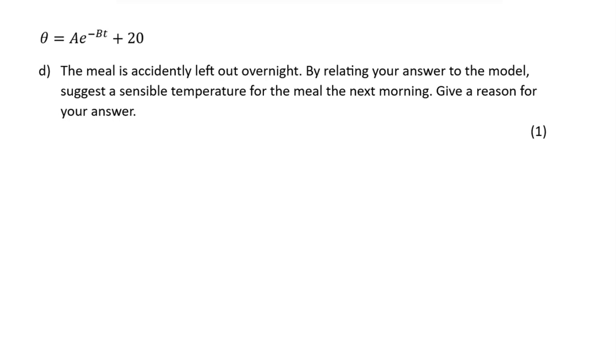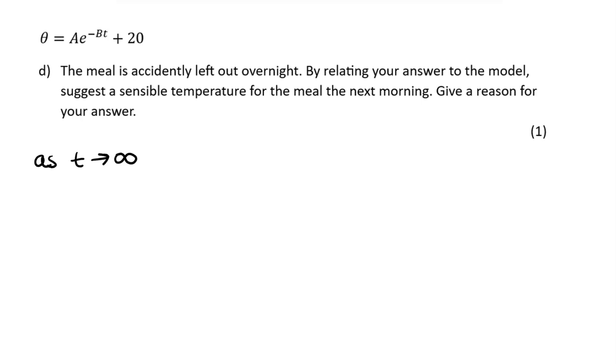So if we leave this out overnight, that's going to be 8, 10, 12 hours or so. What that means is that t is going to be a large number. So what we're looking at here is what happens as t gets very big. Let's say as t tends to infinity. Now, I know overnight it's not going to be tending towards infinity. Technically here you could just try a number like 600, which would represent 10 hours. But let's just look at the behavior of the model as t tends to infinity.